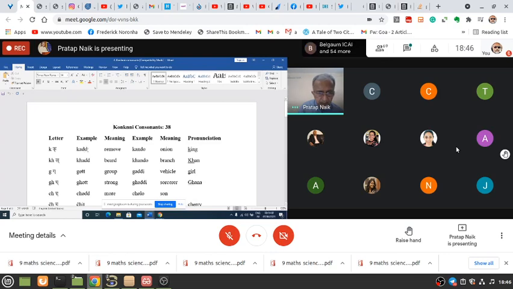And double D means D. This symbol we will learn further below. For the time being, it is kad. It cannot be anything else. It cannot be card, it cannot be cad, it cannot be cod. In Konkani, there is one and only one pronunciation for one symbol. Kad means remove. Another example, kando. Ka. This N nasalizes this vowel.